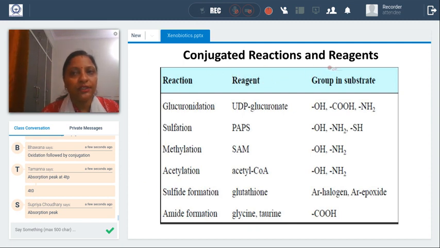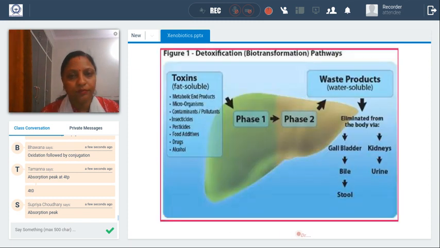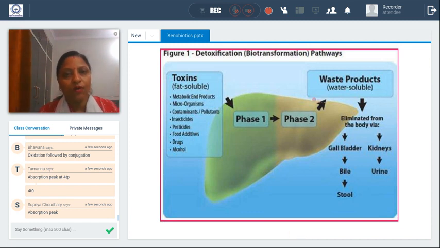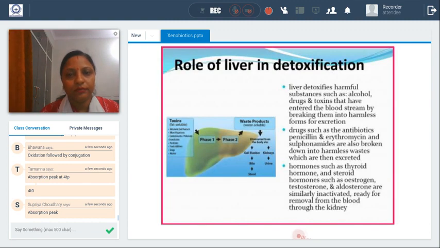These are the conjugation reactions and their reagents. Glucuronidation: UDP glucuronate. Sulfation: PAPS. Methylation: SAM. Acetylation: acetyl coenzyme A. Sulfide formation: glutathione. Amide formation: glycine and taurine. This is the whole mechanism of detoxification. These are lipophilic toxins. These waste products, which are made water soluble or hydrophilic by phase 1 and phase 2, are eliminated from the body via the gallbladder, bile and stool, and the kidneys, urine.